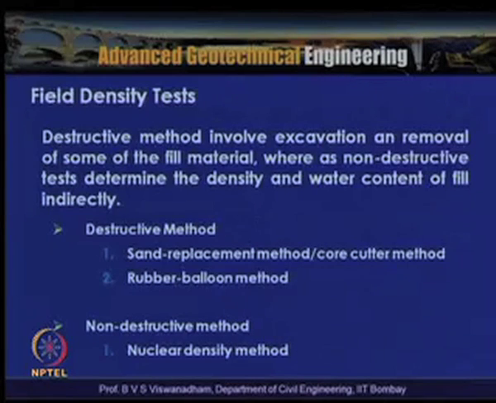The destructive method involves excavation and removal of some of the fill material, whereas non-destructive tests determine density and water content of the fill indirectly, without destroying the compacted layer. Destructive methods are basically divided into two methods. One is the sand replacement method and the core cutter method. The other one is the rubber balloon method, which can be used if you have an improper soil profile. Particularly if you are assessing the unit weight of a municipal solid waste deposit, the rubber balloon method is very, very useful. Non-destructive methods include the nuclear density methods, which we will be discussing in further slides.